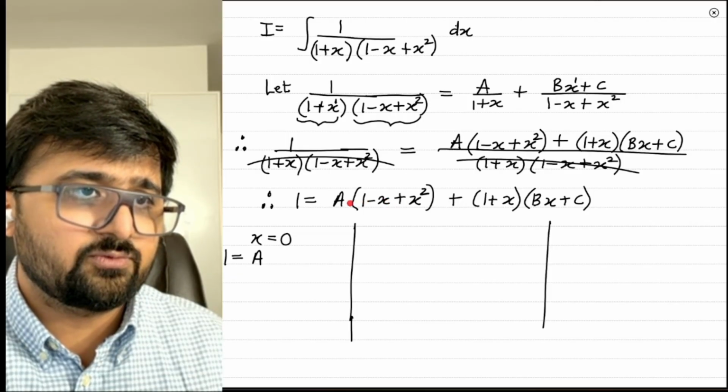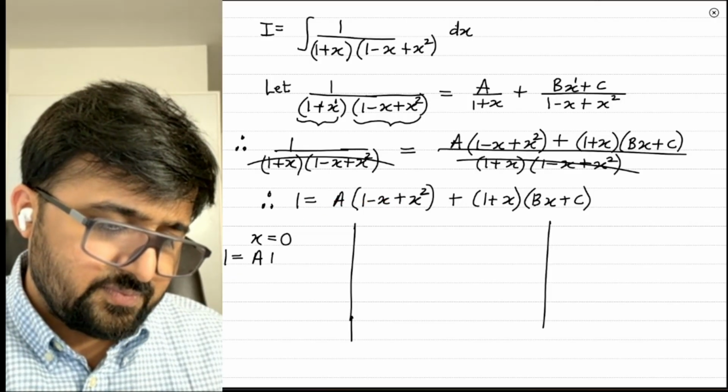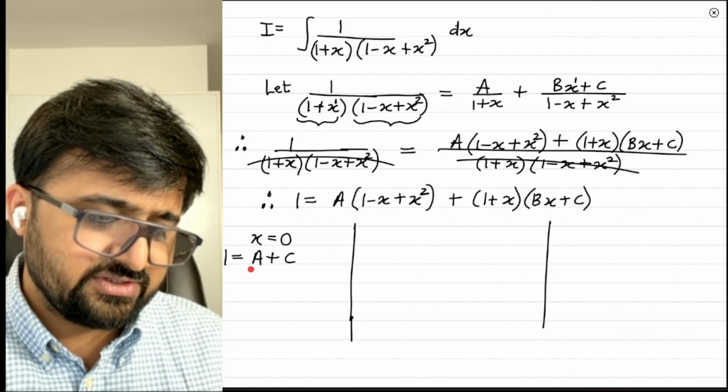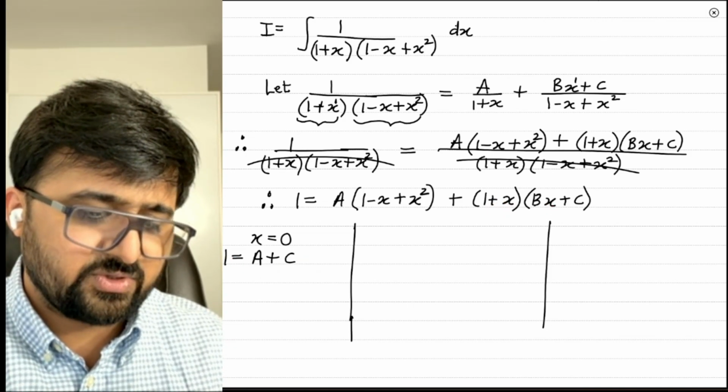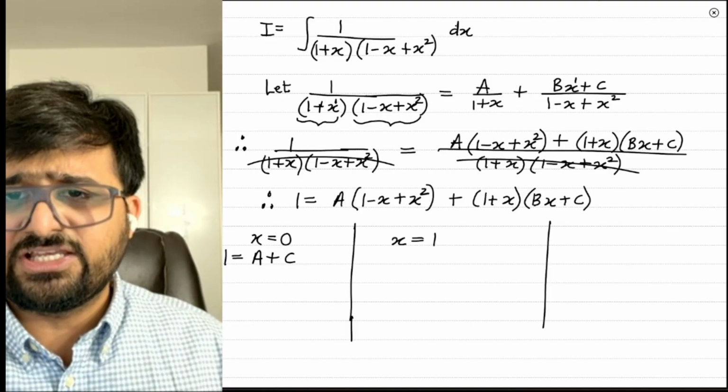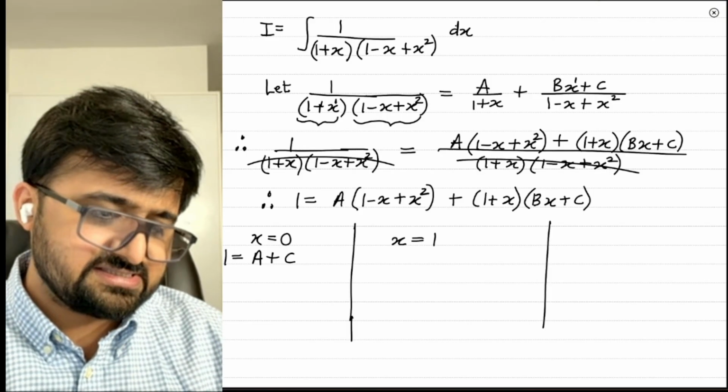So this you will get 1, 1 times a is a, plus here you will get 1, and then here you will get c. So we know that a plus c is 1. This is equation number 1. Let's assume another value of x, let's say 1. Just take small values so that it's easy for you to calculate always.